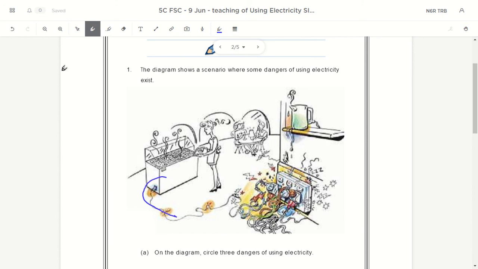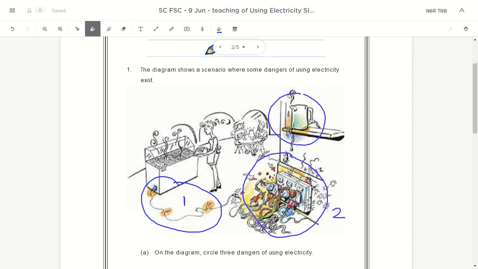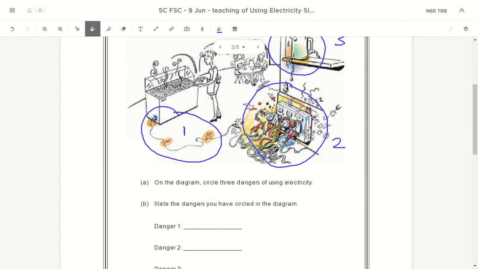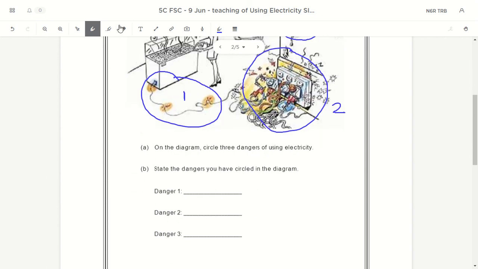So the wires on the floor, that's danger number 1. Come, circle this. I'm going to say danger number 1. The overloading of electrical plug, danger number 2. And then the boiling hot water would be danger number 3. So these 3 dangers, let's state the dangers. The first one is the wire running across the kitchen. This is not necessarily an electrical hazard, but this is a safety hazard.